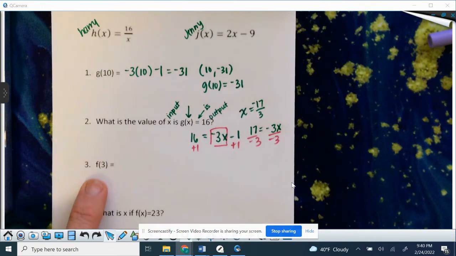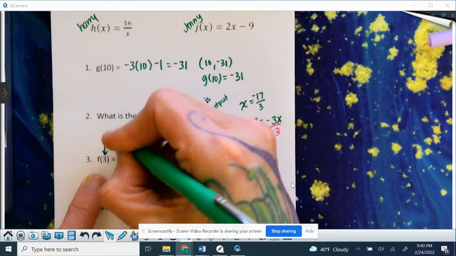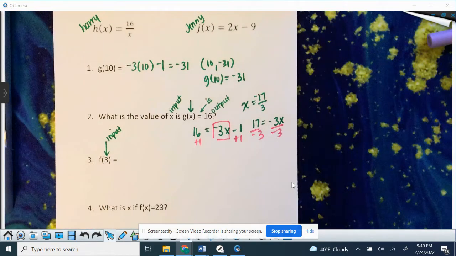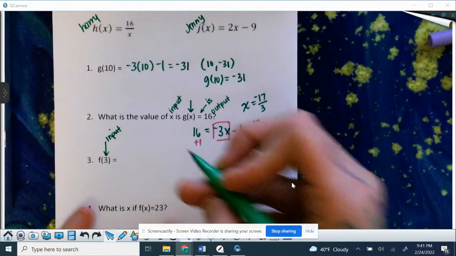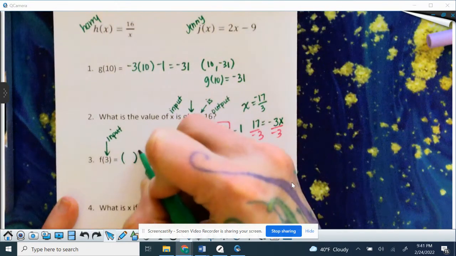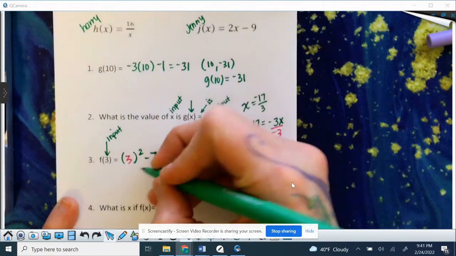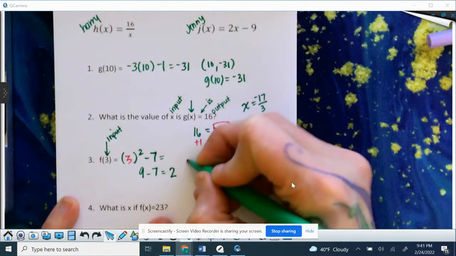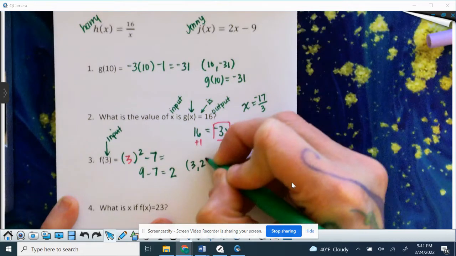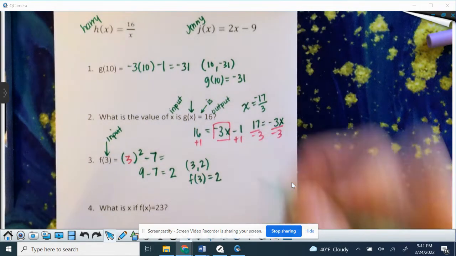f of 3. So again, this is where our input goes. It doesn't say f of x is 3. It says f of 3. So we're going to go find Frank, which was x squared minus 7. We're going to plug in that 3 in the place of x, and then solve. So 9 minus 7 is 2. So when x is 3, y is 2, or f of 3 is equal to 2. There's another way to discuss it again.